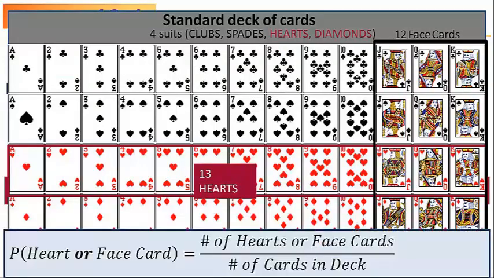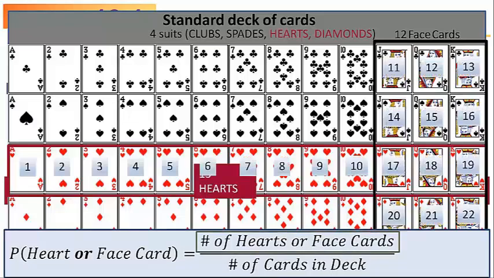So the probability of a heart or a face card is just going to be the number of hearts or face cards over the number of cards in the deck. Well, if you look at the hearts or face cards and just count them, the face cards are the cards that actually have faces on them, and you've got the hearts as the other possibility.